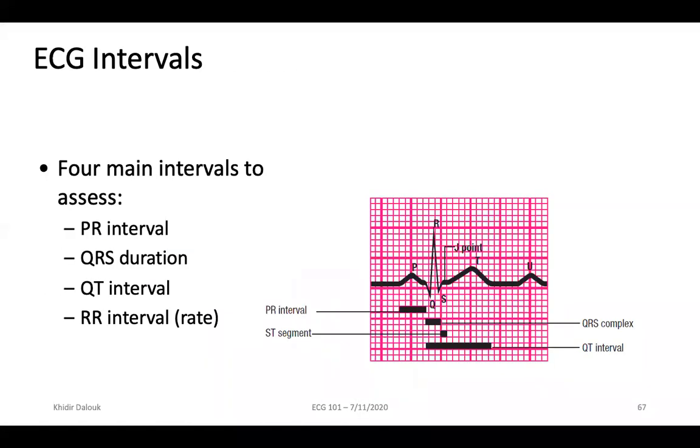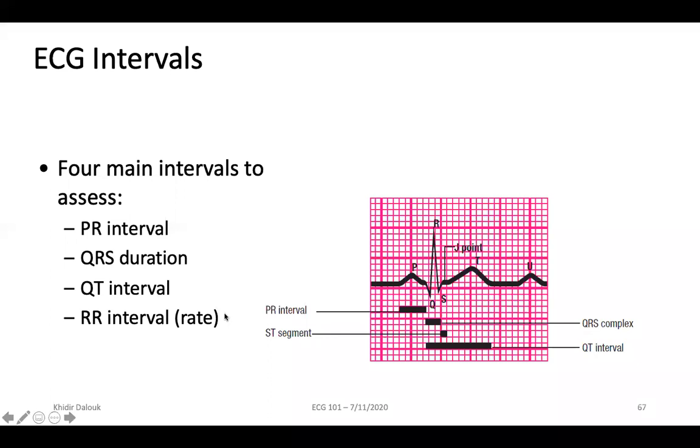I'm going to move towards intervals. So the PR interval defines activation of the atria and propagation through the AV node. It is measured from the beginning of the P wave to the beginning of the Q wave, and that interval is called the PR interval. A normal PR interval is between 2 to 3 small boxes, 80 to 120, and anything more than a large box is considered a prolonged PR interval.